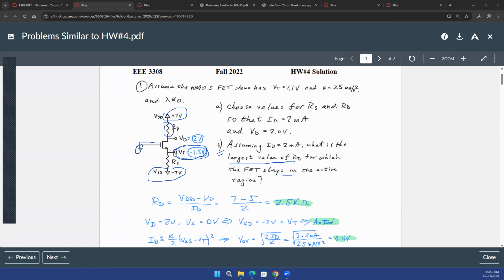If gate is 0, source is minus 1.5, the DC value of VGS is going to be 1.5 volts. And that VGS minus VT was given to be 1.1. So VGS minus VT, which is V overdrive, is larger than 0, which means that the transistor is on. And of course, the VDS was also higher than V overdrive, which meant the transistor is in saturation.